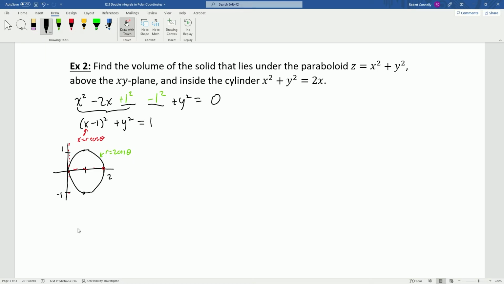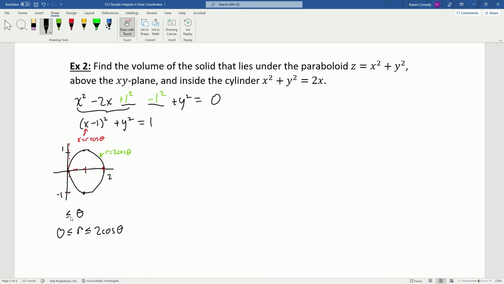Okay, so if r is between that boundary and 0, what does that tell us about our angle theta? So when is r going to be 0? That's going to be at cosine of pi over 2. So that's halfway through here. Okay, so what do we get here at 2? Well, r is equal to 2 when theta is 0. Cosine of theta is 1, times 2 is 2.